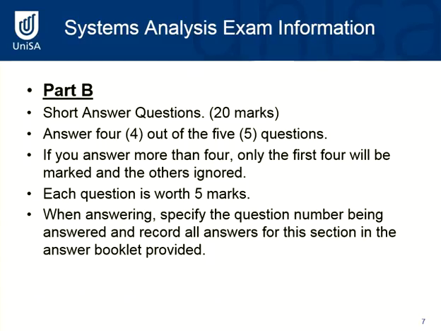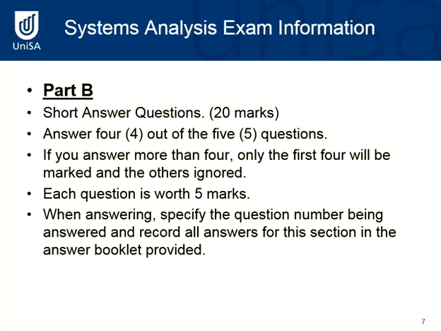If you answer 4, and then you realise you do want to answer the 5th one because you might score better, then cross out the one that you don't want to be included from the first 4 that you've already answered. So answering all 5, I'll only mark the first 4. If you answer 5 and cross one out, then we'll mark the 4 that are still remaining.